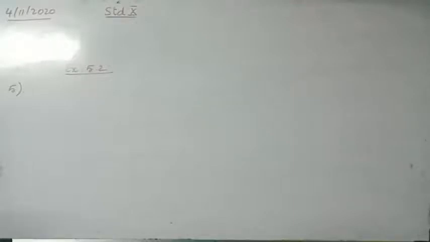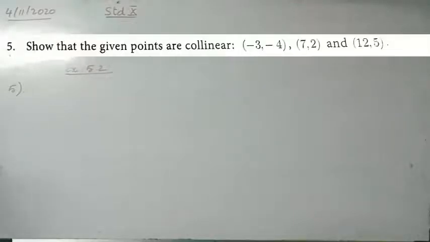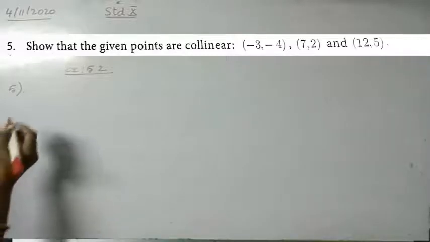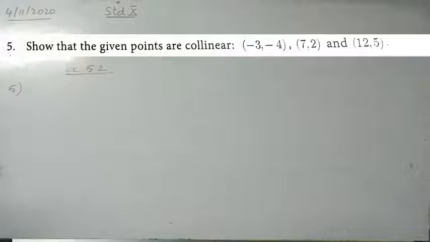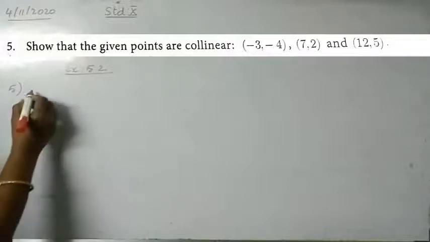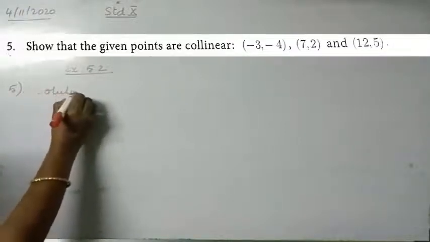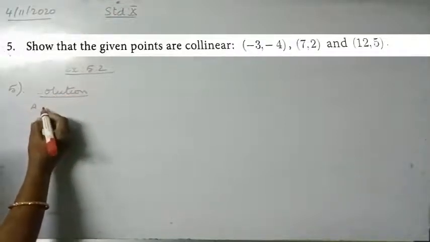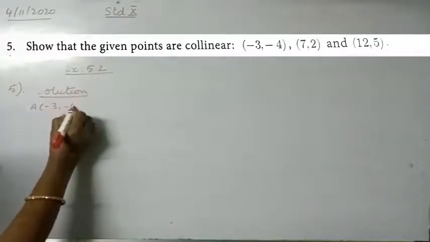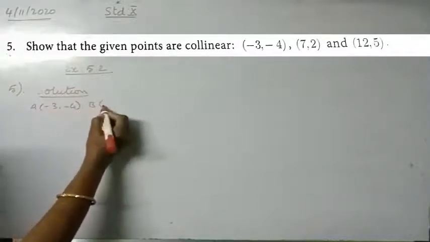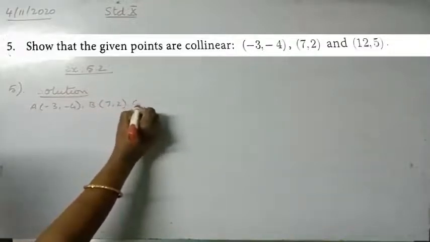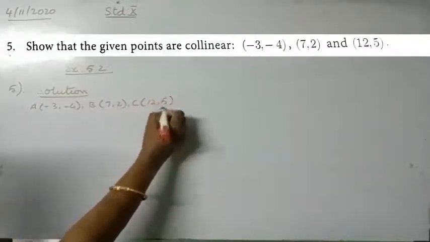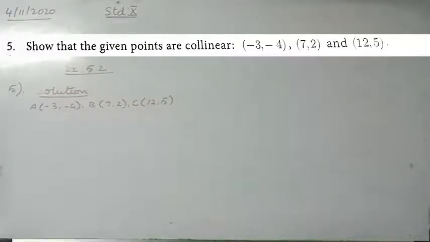Now question number 5, so that the given points are collinear. Collinear na using slope concept means we want to find the two slopes. When they are equal, we can say they are collinear. Now so solution, take the points as A, B, C. Now A of -3, -4 and B of 7, 2 and C of 12, 5. Now we want to prove that these points are collinear.